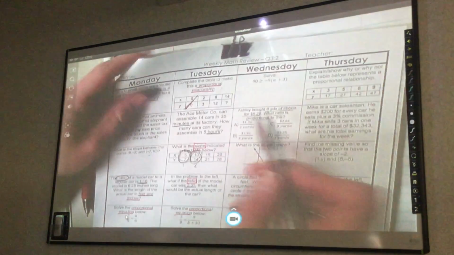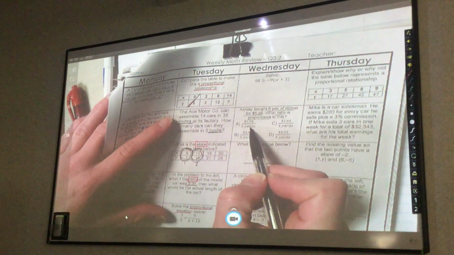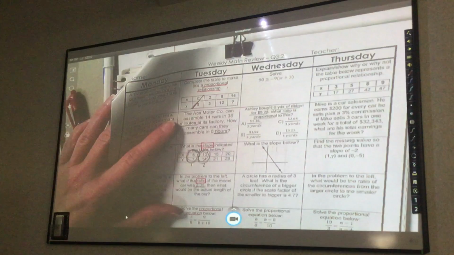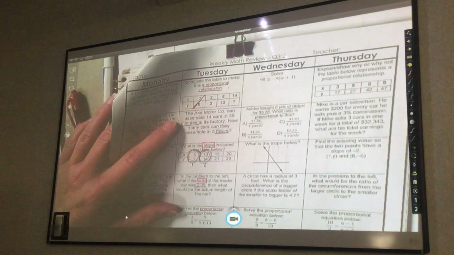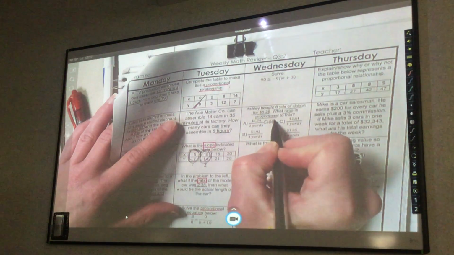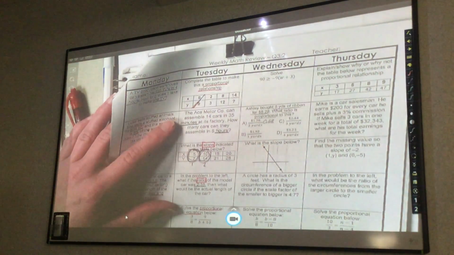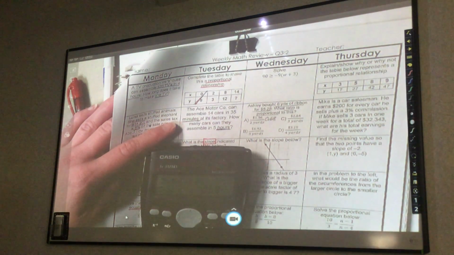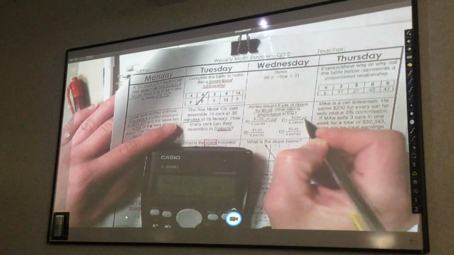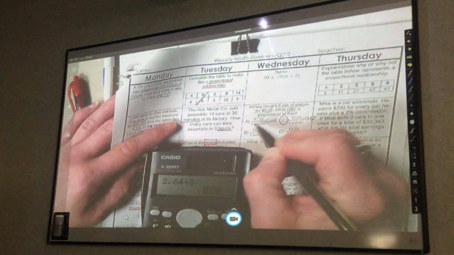So then I just have to do the same thing. $1.36 divided by 2. What is that? Is 68 cents. So is that one proportional? No. Then $2.64 divided by 3 is 88 cents. Is that proportional? Yes. So I got lucky by just going to the right instead of going down.